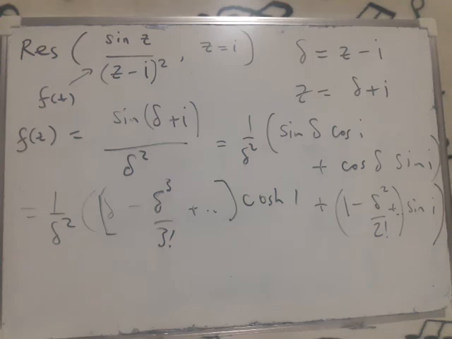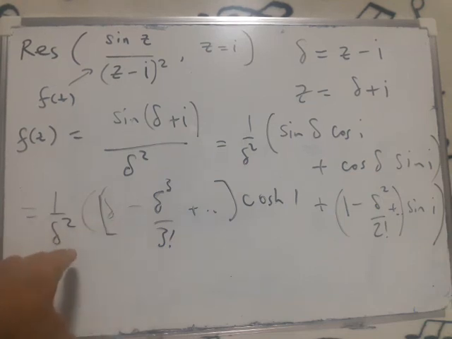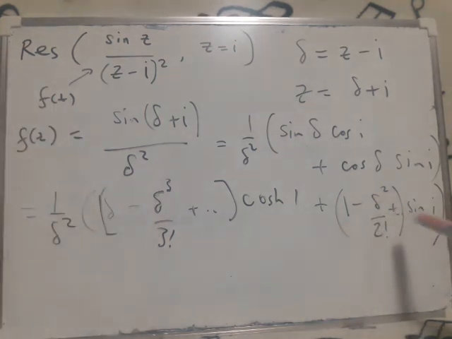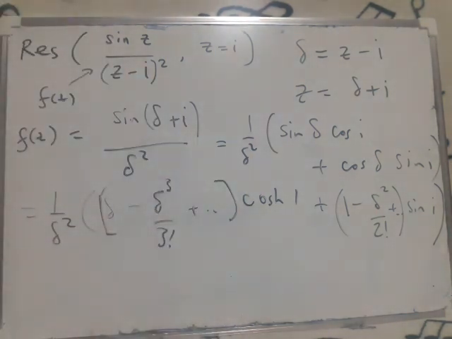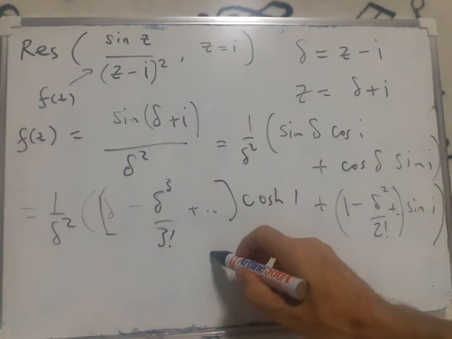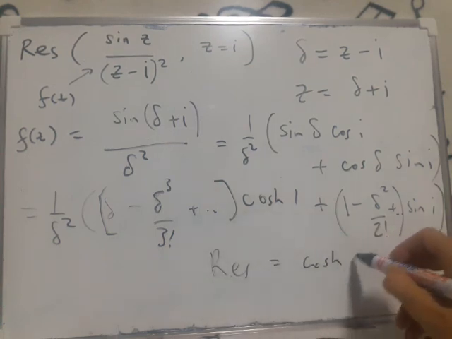So what we need is the coefficient of 1 over delta. So you can look here, and the only place we get 1 over delta when we expand everything is here. This is going to give us 1 over delta. Nothing here is going to give us 1 over delta. So actually the coefficient of 1 over delta we see immediately is just cos 1. So the residue we're after is cos of 1.